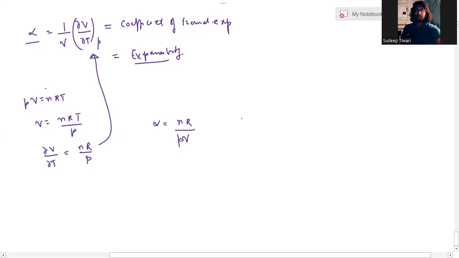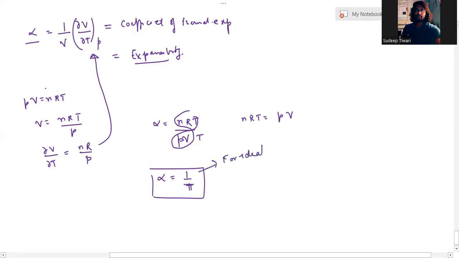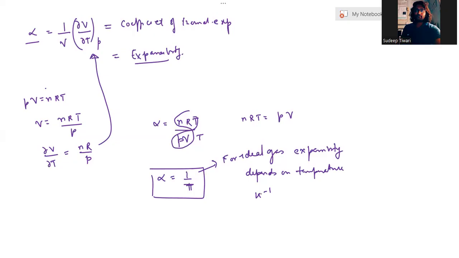And I know what nRT is. nRT is equal to PV. So if I replace it here, nRT upon PV becomes 1. So basically for an ideal gas, my expansivity is the reciprocal of the temperature. So my expansivity depends upon the temperature. For an ideal gas, expansivity depends on temperature. Somebody can ask you what the units of expansivity are. The units of expansivity are K raised to power minus 1. I hope it is clear to you.